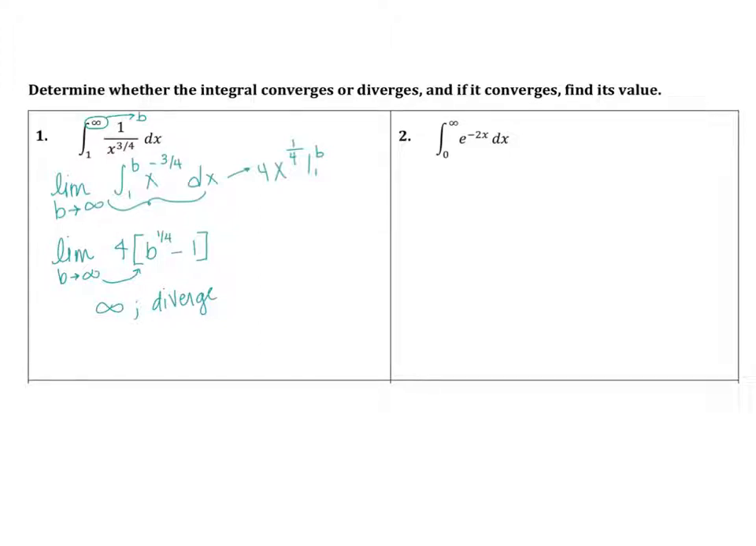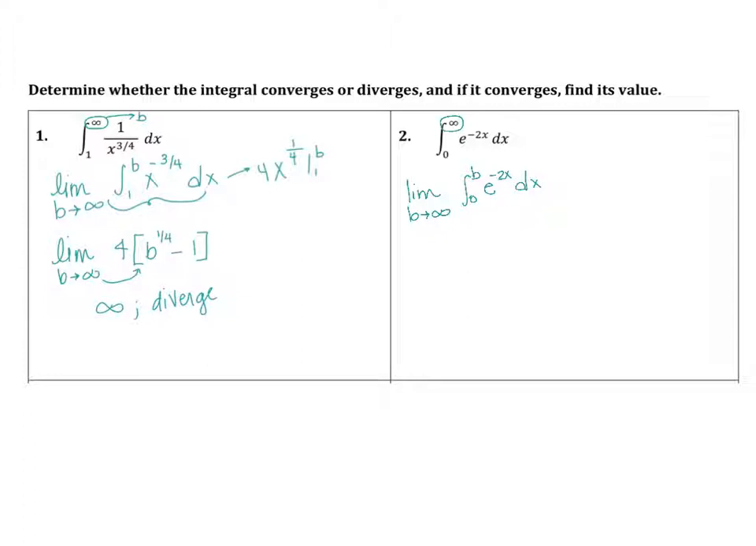All right, let's look at number 2. And in number 2, again, notice that we have that improper integral, so I do need to change that. So I'm going to say that the limit as b approaches infinity of the integral from 0 to b of e to the negative 2x dx.